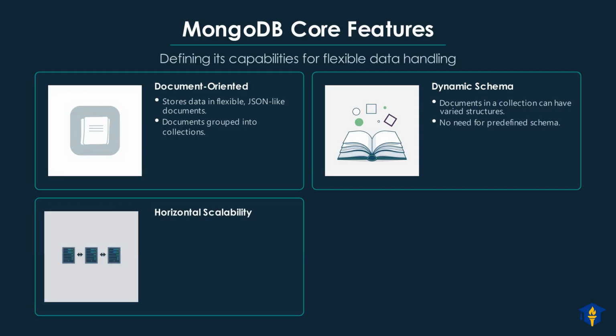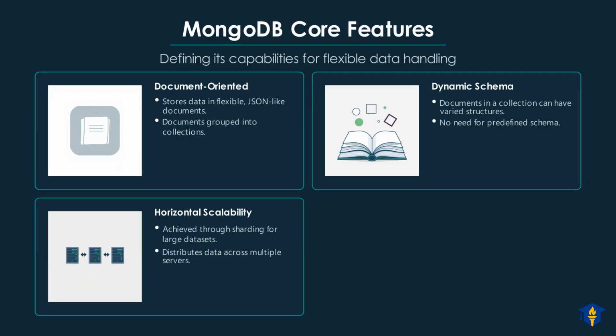Horizontal scalability is also a fundamental aspect of MongoDB's design. This is effectively achieved through sharding, which is ideal for managing large data sets. Sharding works by distributing the data across multiple servers, enhancing capacity.